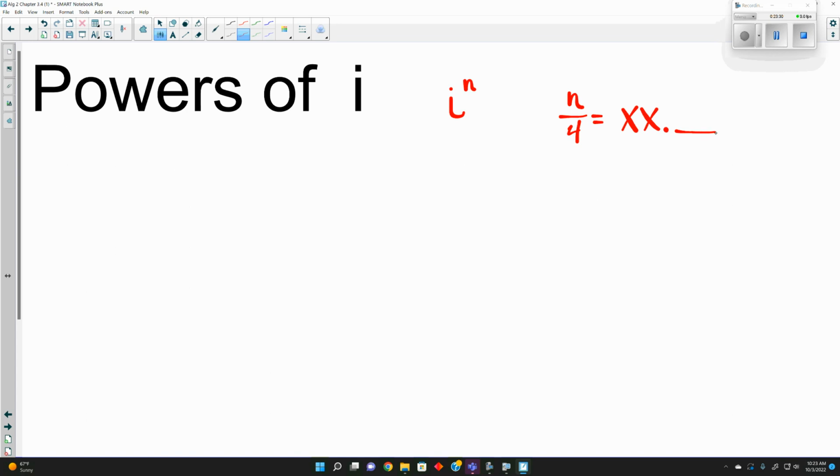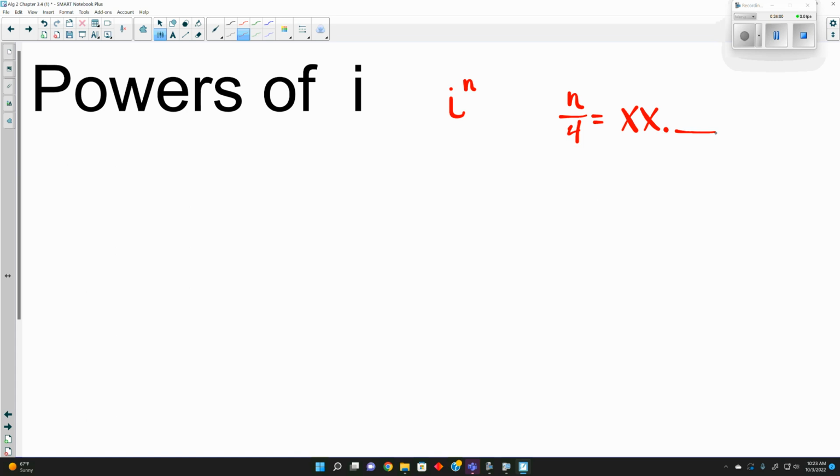We don't care what the first numbers are, because whenever we divide by 4, it's the decimal that matters. If I divide by 4, what decimals do I get? 0.00, 0.25, 0.5, 0.75. Quarters.